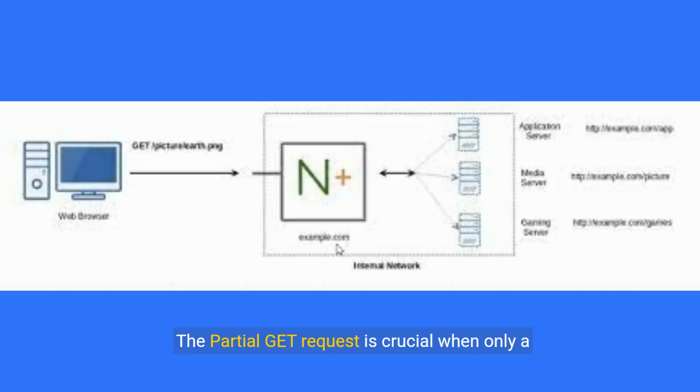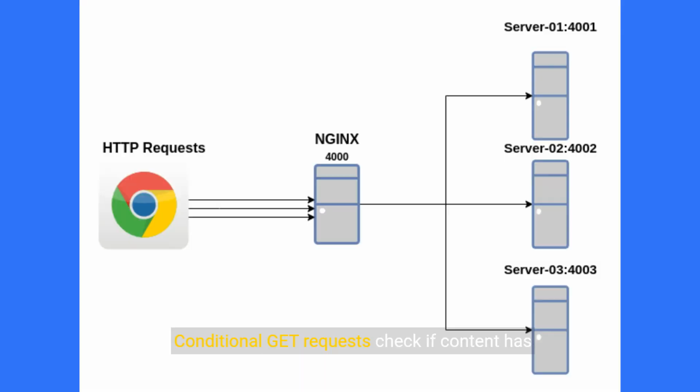display. The partial GET request is crucial when only a section of a resource is needed, such as a part of a video. This method enhances efficiency by specifying a byte range for the request, perfect for content streaming. Utilizing command line tools like curl allows for the generation and testing of GET requests, demonstrating server responses to various HTTP queries. Conditional GET requests check if content has changed since the last access, reducing unnecessary data transfer by requesting resources only when updates are detected.